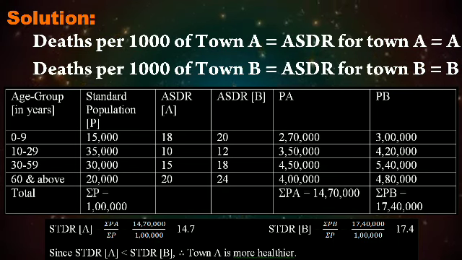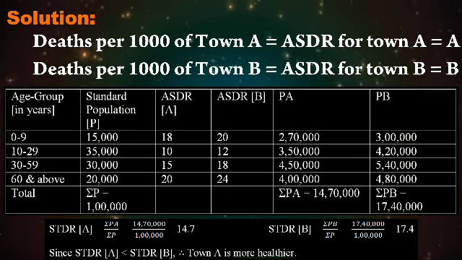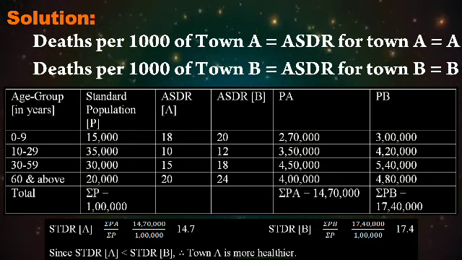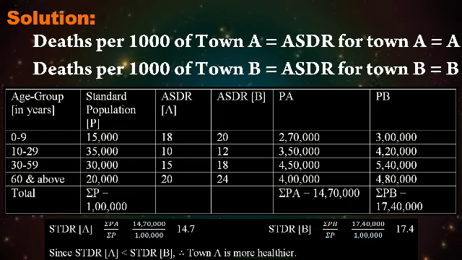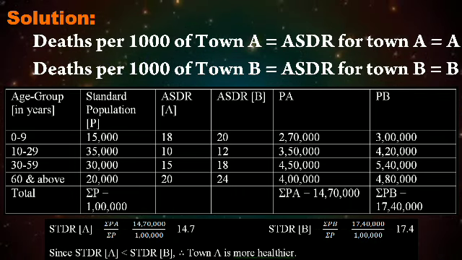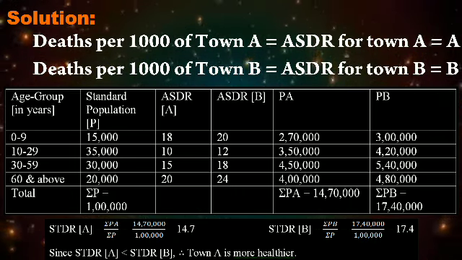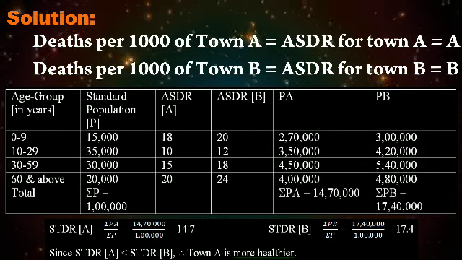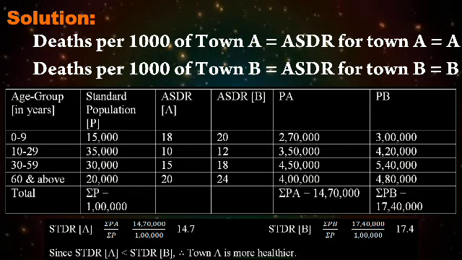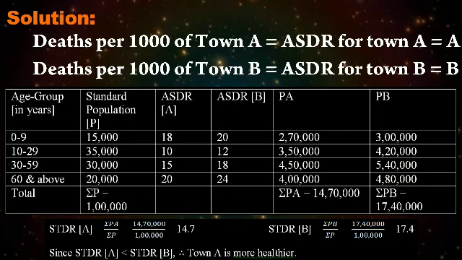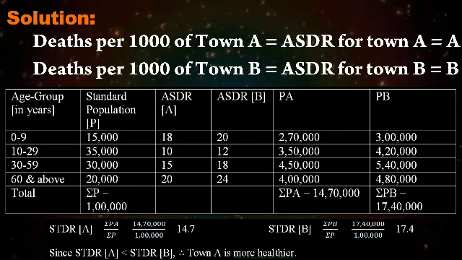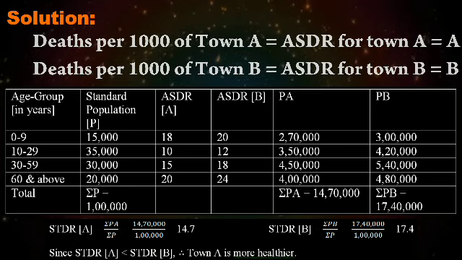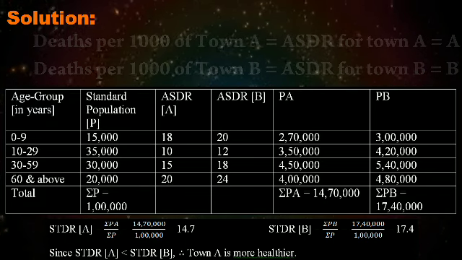After that, compare the two different values. So here 14.7 is less than 17.4, which means here you can find more number of deaths in the second population. That is, you will find more number of deaths for town B than town A, which means town A is your healthy population. So, since STDR of A is less than STDR of B, town A is more healthier.